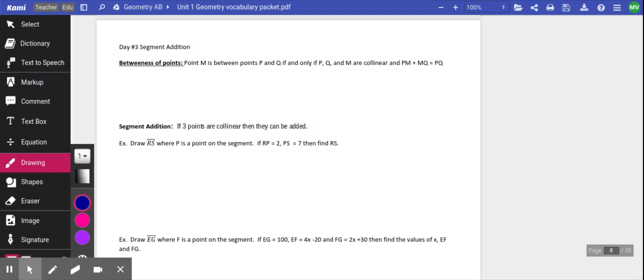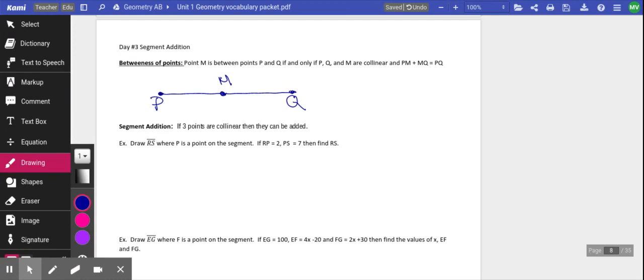So segment addition. The first thing we need to talk about is betweenness of points. Point M is between points P and Q if and only if P, Q, and M are collinear. Betweenness is exactly what it sounds like, except they have to make a line. If I have points P and Q that form the line segment PQ, M is between if it's someplace on segment PQ and in between P and Q.